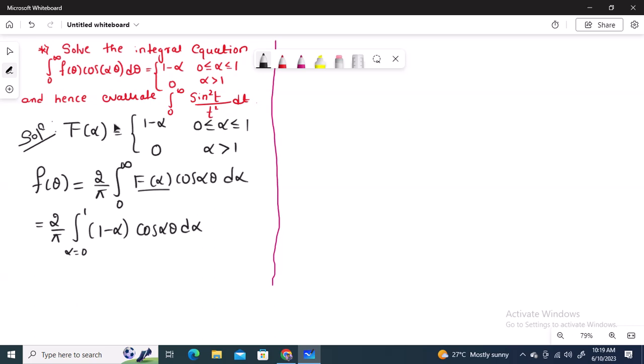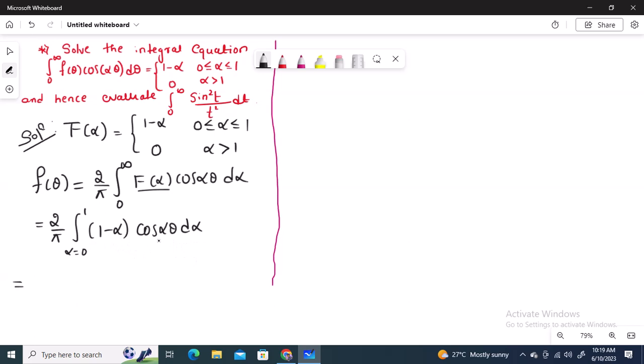Okay, because we have to take only one. From 0 to 1 it is 1 minus alpha, from 1 to infinity it is 0. For alpha greater than 1 the value is 0, so you need not write plus something into 0, because it is 0 only. Then we have to integrate this with respect to alpha as usual by the parts method only. Here this is u, this is v, so we have to operate the parts method.